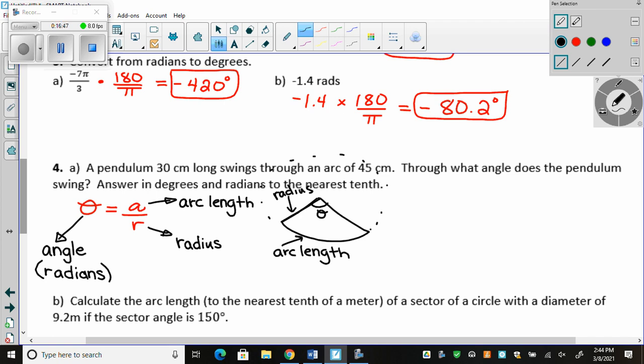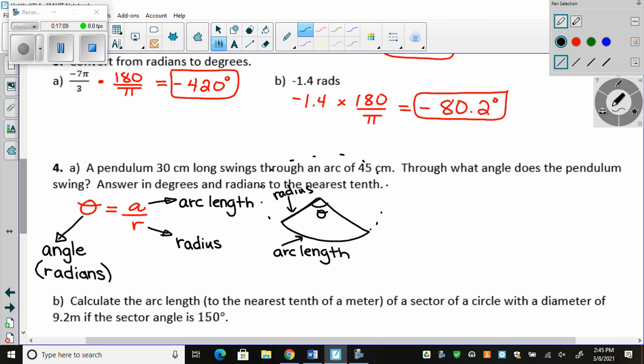Now if this was in meters and this was in meters, the meters would cancel, and I get theta equals some sort of number without units. And a number without units is a radian, right? So that's why this theta has to be in radians. Because the units will cancel here, I'm just going to get a number. When I just get a number, it's a radian measure. Right? Okay. So we're going to try this one.